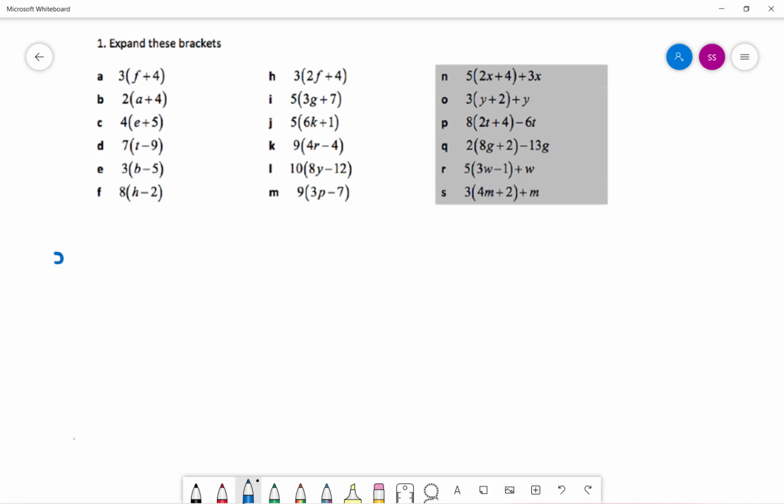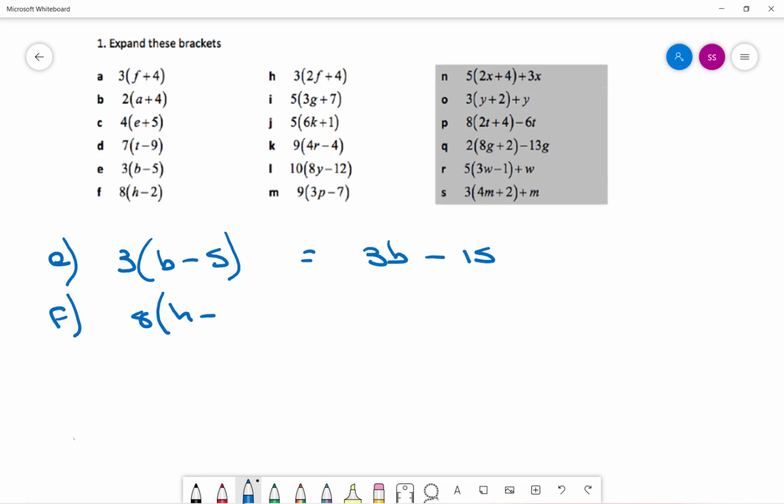And here is E. We've got 3b minus 5. Expand those brackets out again in the same way. So we're going to have 3b minus 15. Just be careful with the negatives. F, 8h minus 2. Follow the same steps. We'll have 8h minus 2 times 8 will be 16. G. Well, there is no G on our list, so we're going to have to go to H.